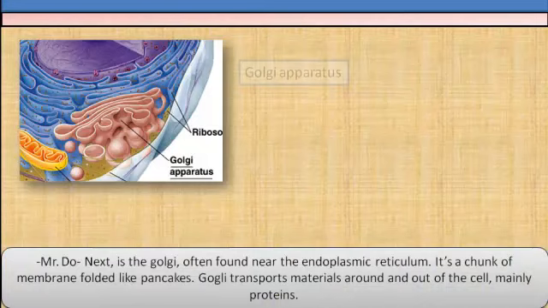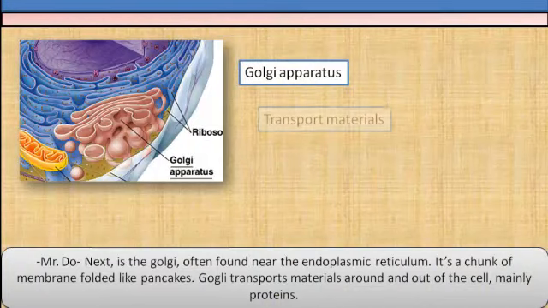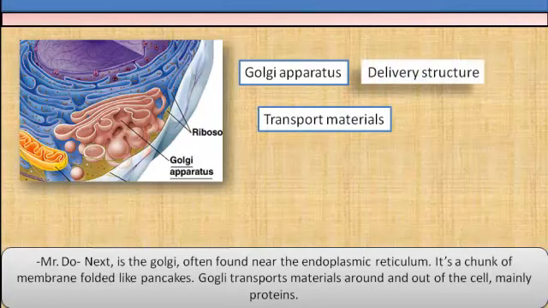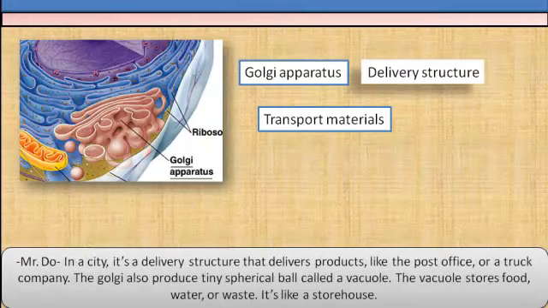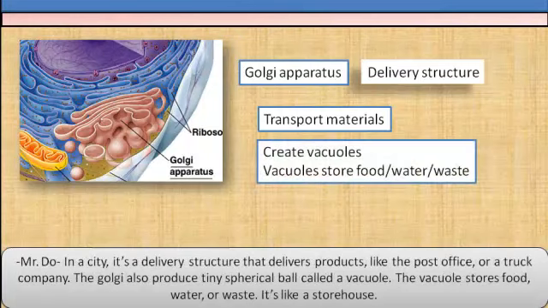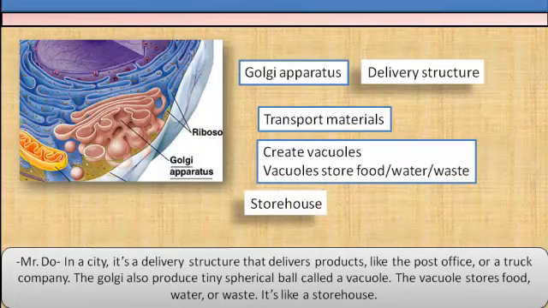Next is the Golgi, often found near the endoplasmic reticulum. It is a chunk of membrane folded like pancakes. The Golgi transports material around and out of the cell, mainly proteins. In a city, it's a delivery structure that delivers products, like the post office or a truck company.